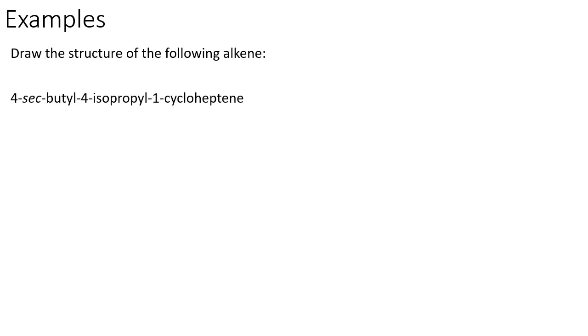Next, let's draw a cyclic alkene. We got 4-sec-butyl, 4-isopropyl, cycloheptene. And if you're wondering why sec-butyl is before isopropyl, it's because it goes by B for the alphabetical order. So cycloheptene means we have 7 carbons in the ring. It's a little weird to draw. I'll try to draw it without messing up.